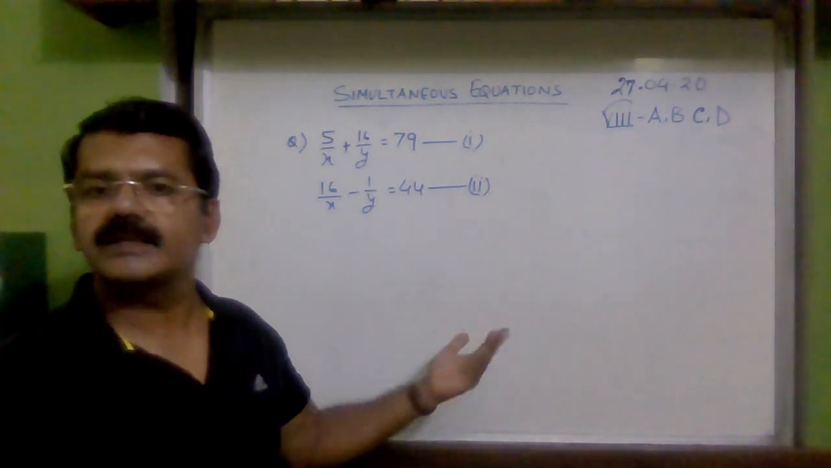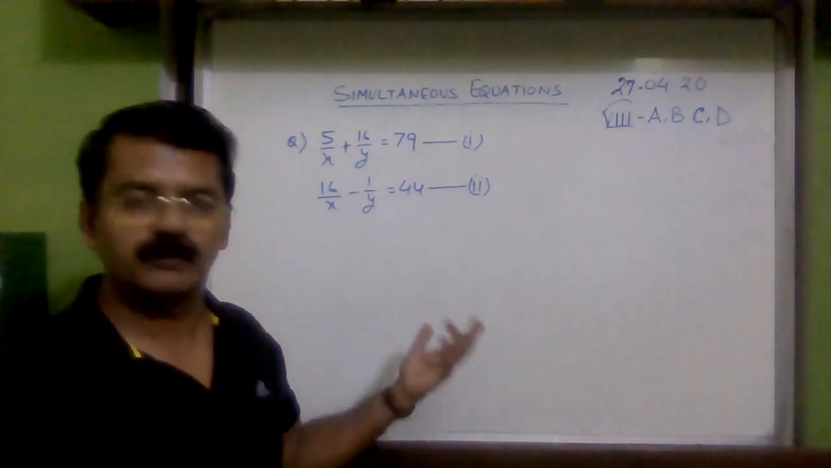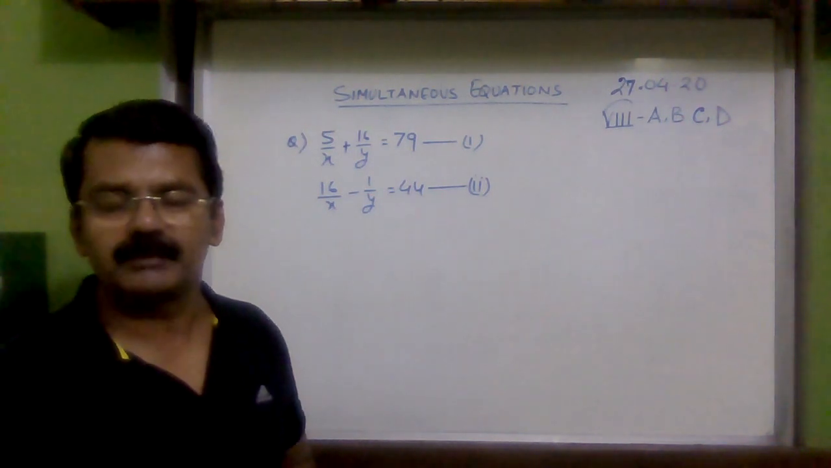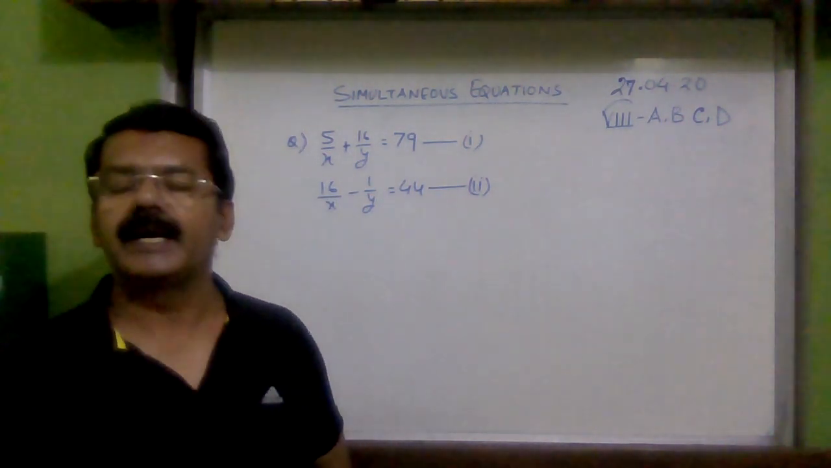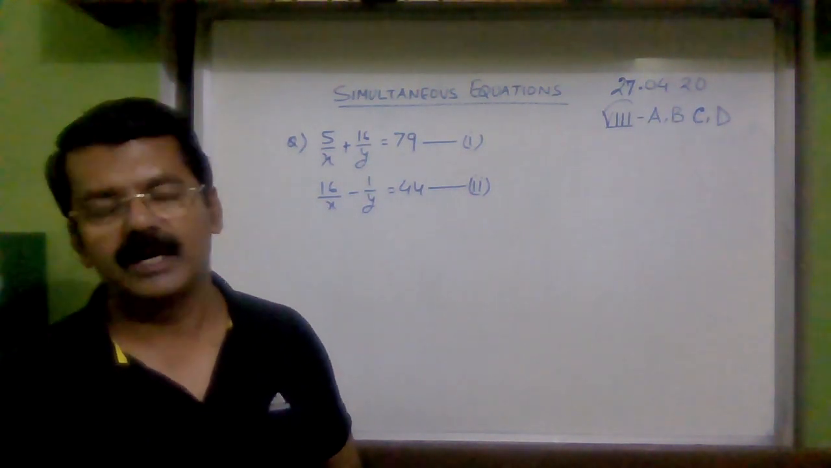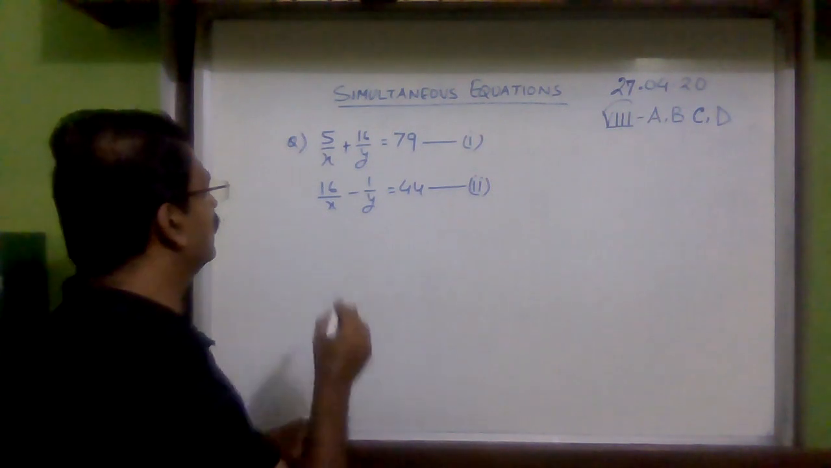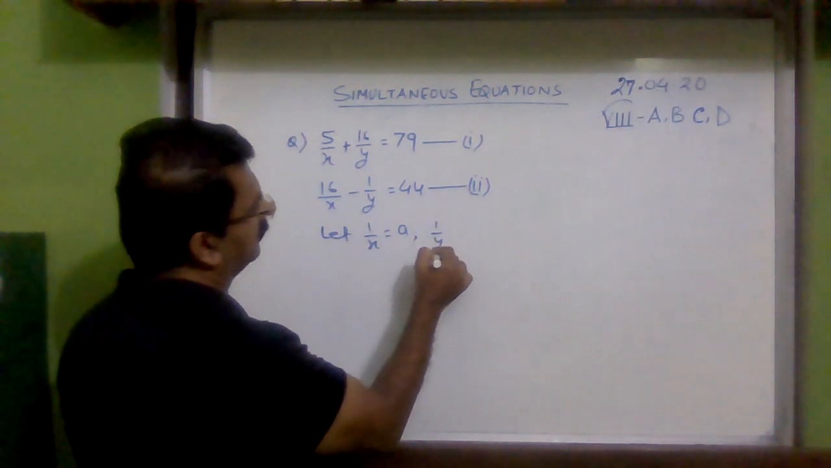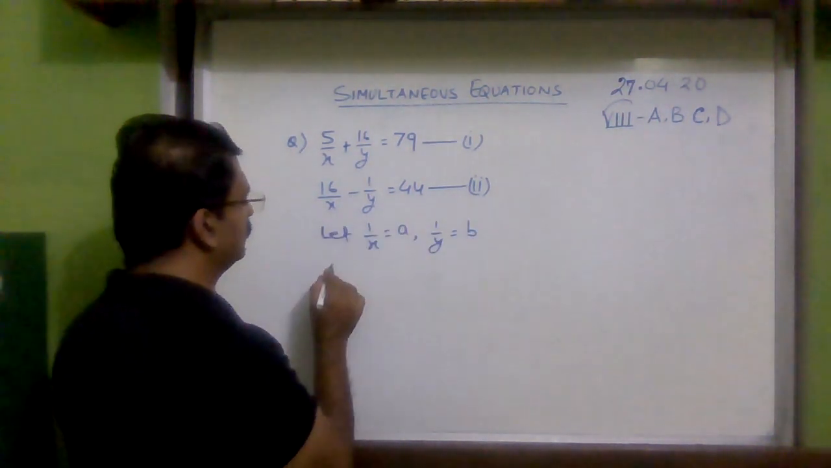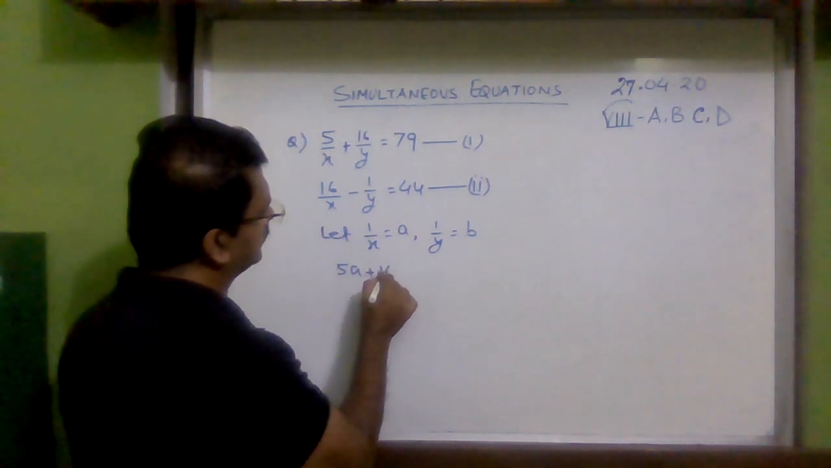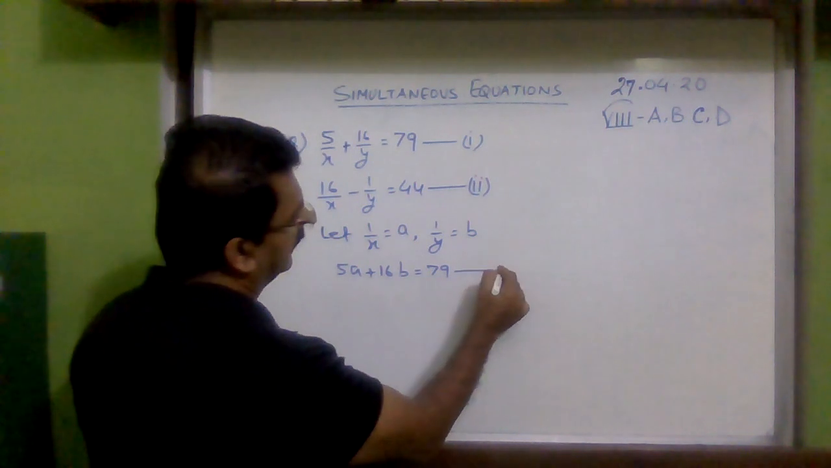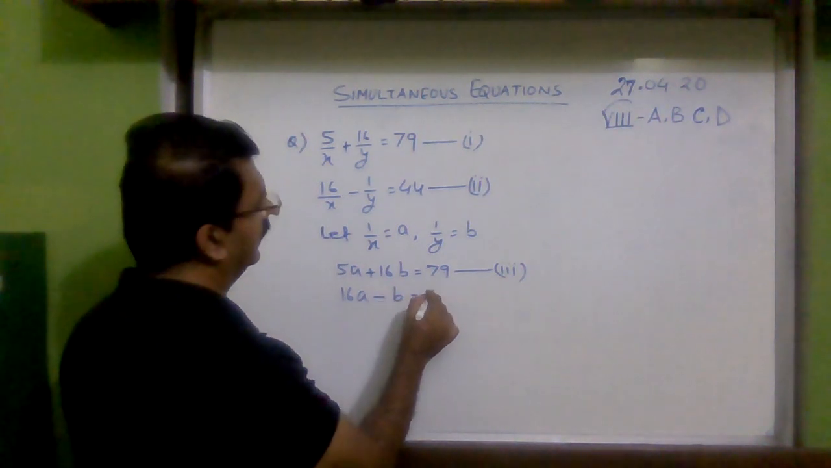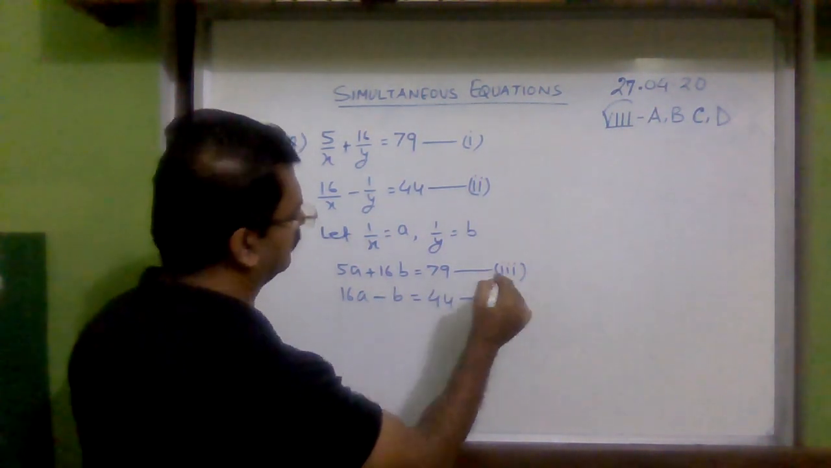Now, what is the difference in these equations from those which we have done previously? In this example, you can see in place of x and y we have 1 upon x and 1 upon y. So in this type of question, first of all, let 1 upon x be equal to small a and 1 upon y be equal to small b. Then the first equation becomes 5a plus 16b is equal to 79. That is equation number 3. And 16a minus b is equal to 44. That is equation number 4.